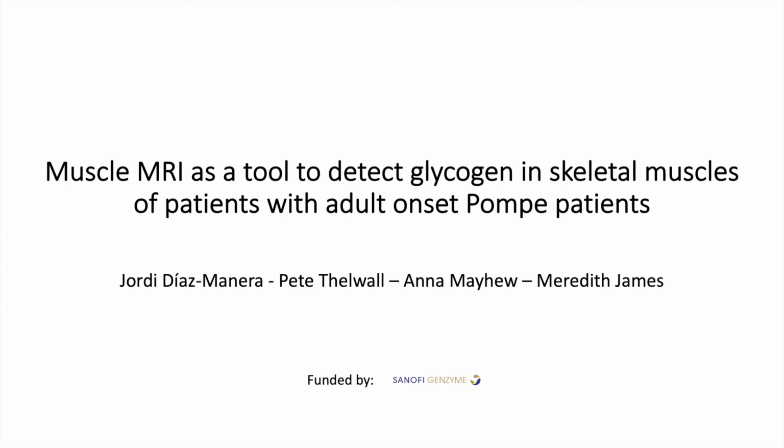So today I would like to present a study that we are going to start now in Newcastle. We would like to use muscle MRI to detect glycogen in skeletal muscles of patients with adult onset Pompe. That would be very useful because this way we could identify the amount of glycogen, follow up this glycogen in patients that are presymptomatic in order to see if they are accumulating more and more glycogen, and this can lead to muscle weakness. Identify if this glycogen is a good predictor of progression of the disease, and also follow up response to treatment, for example, with all these new treatments that are arriving.